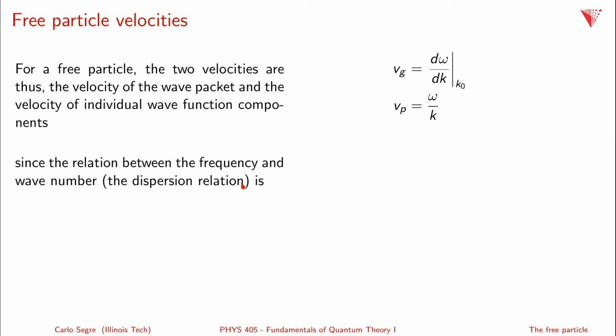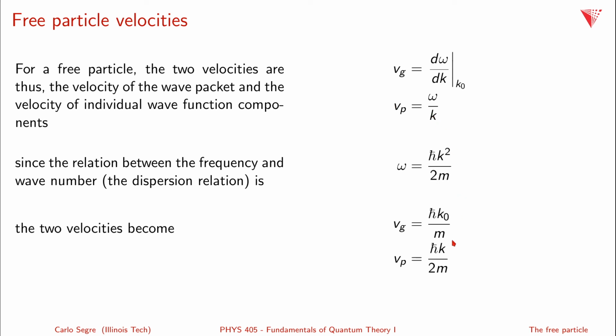So the relation between the frequency and the wave number, that is the dispersion relation, looks like this. Omega is equal to h bar k squared over 2m. When I take the derivative of omega with respect to k, I get h bar k sub 0 over m. Take the derivative, the 2's cancel, and I get a k here. And I evaluate at k sub 0, I get k sub 0 over m. And the other velocity is just omega divided by k, and that's h bar k over 2m.